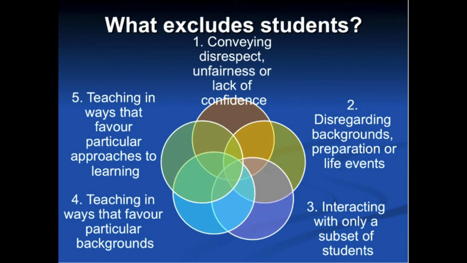So to actually be able to include students within your health and phys ed class, you need to know what excludes them, and some of the things that actually exclude your students will be conveying disrespect, being unfair, or lacking confidence in them. Number 2 here, disregarding their background. So just like we looked at with lesson planning, we really need to identify and know your students' backgrounds, and are they going through any life events and those sort of things? Are they prepared adequately for the class that you're delivering?